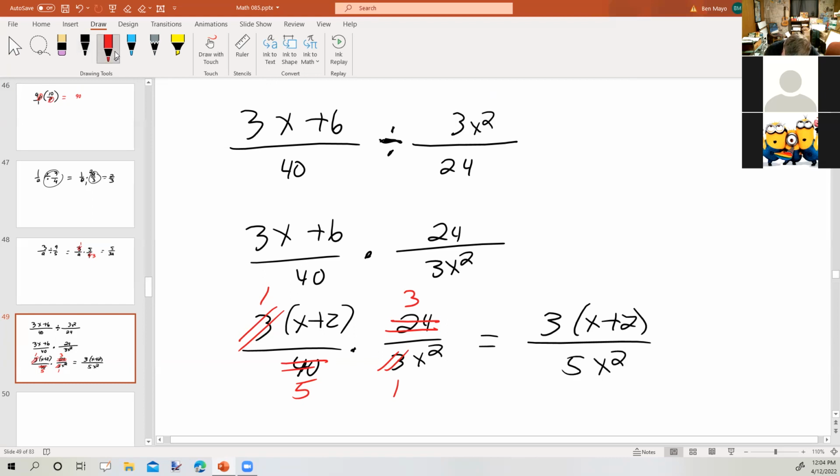Now, can I reduce those? Careful. No. Why not? Because this x is not a factor of the whole thing. It's not being multiplied by the 2, just by the 3. This whole thing, x plus 2, is a factor, but I don't have an x plus 2 in the denominator, do I? No. Yes, factors reduce, terms don't.